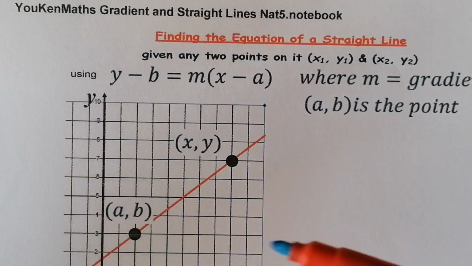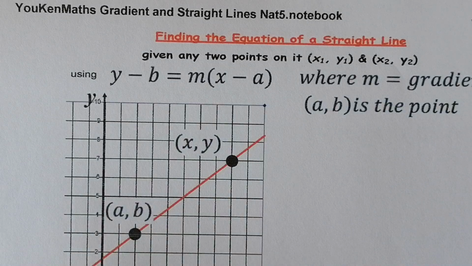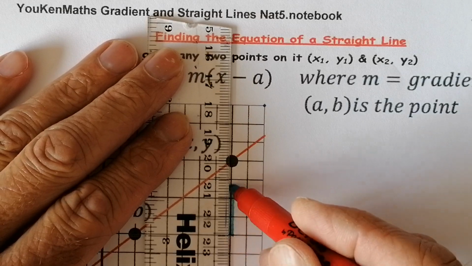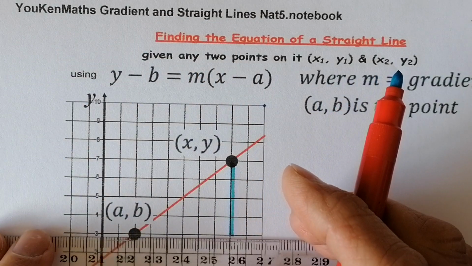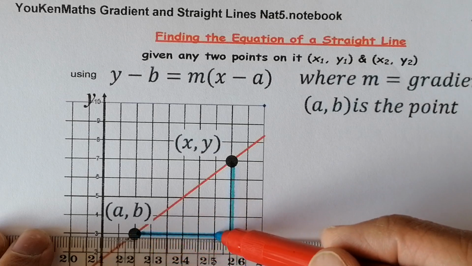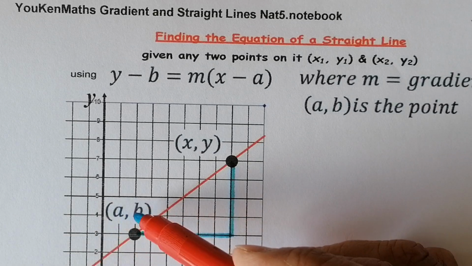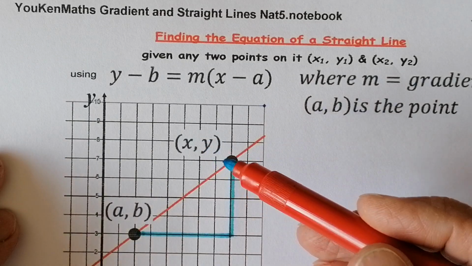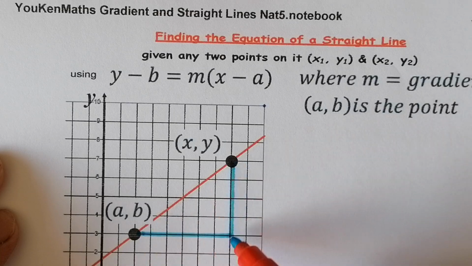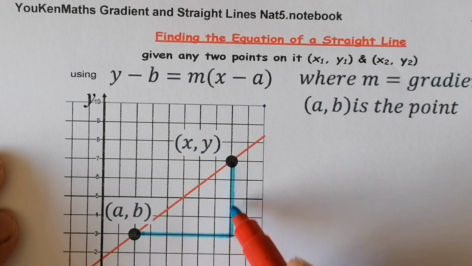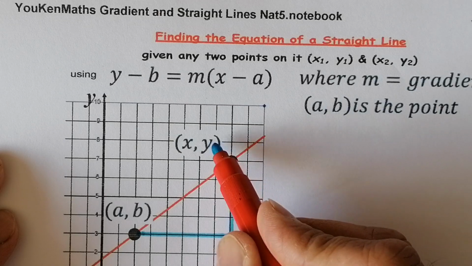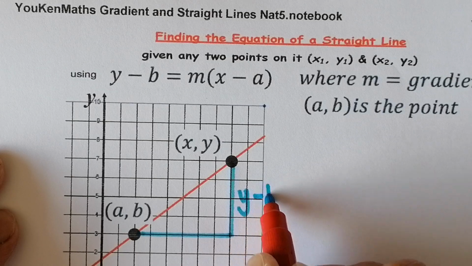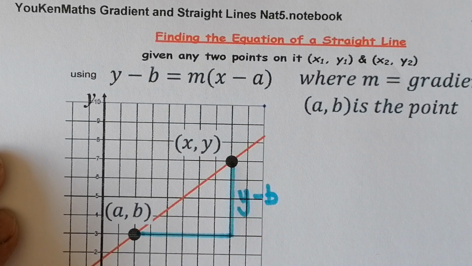Okay, so the way this formula is made up is basically from the gradient formula. If I think about the gradient, remember that's my vertical height if I choose 2 points. I've just called one of the points A, B for my x and y coordinate, and x and y for the, believe it or not, the x and y coordinate. So the gradient is equal to the vertical height. That vertical height is y take away b, just like we've been doing with our gradient formula.